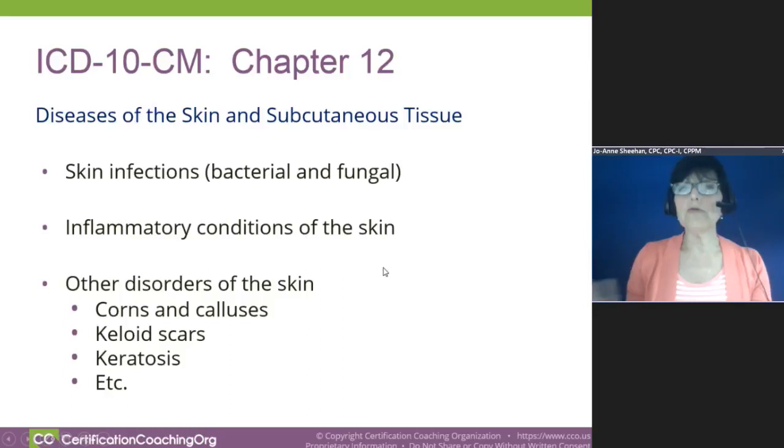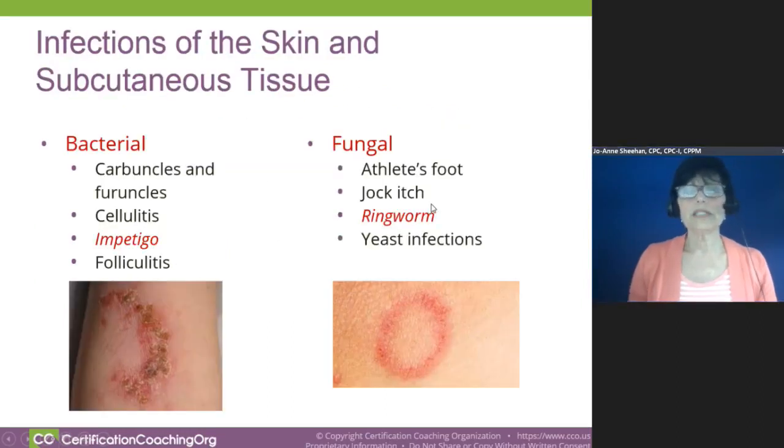Now, in Chapter 12, we talk about diseases of the skin and subcutaneous tissue. This can include skin infections such as bacterial and fungal, inflammatory conditions of the skin, and then other disorders of the skin, corns and calluses, keloid scars, keratosis, and other issues. So let's look at our first diagram. This one's not too bad.